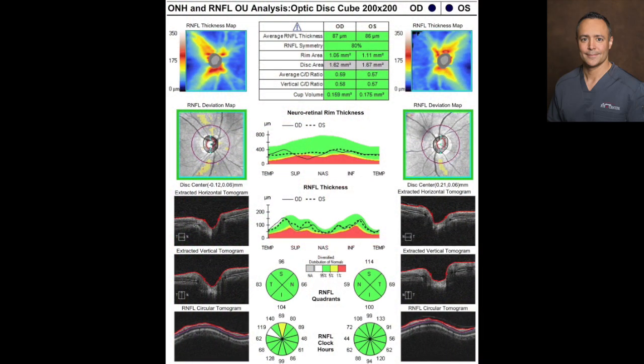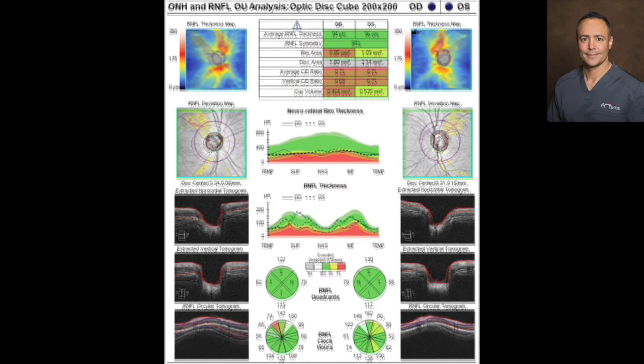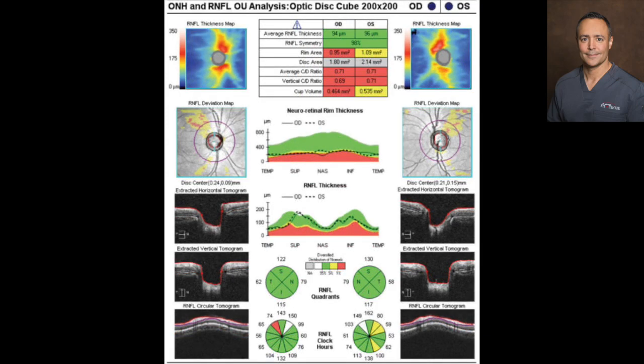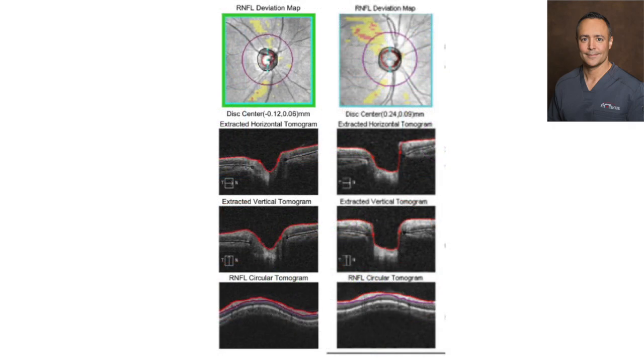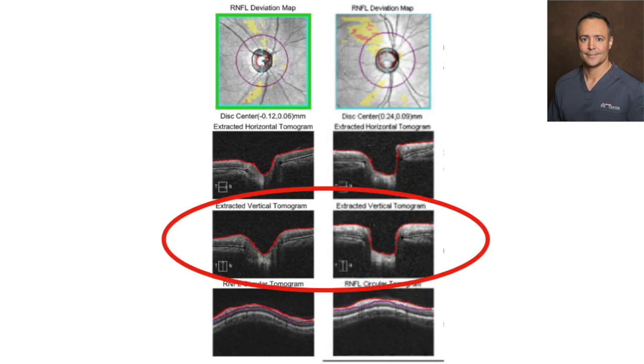We have lots of sensitive equipment that can quantify how much optic nerve has been lost and then measure this at each visit to determine the rate of optic nerve loss. You can see that I've circled the normal optic nerve on the left compared to the abnormal optic nerve on the right.